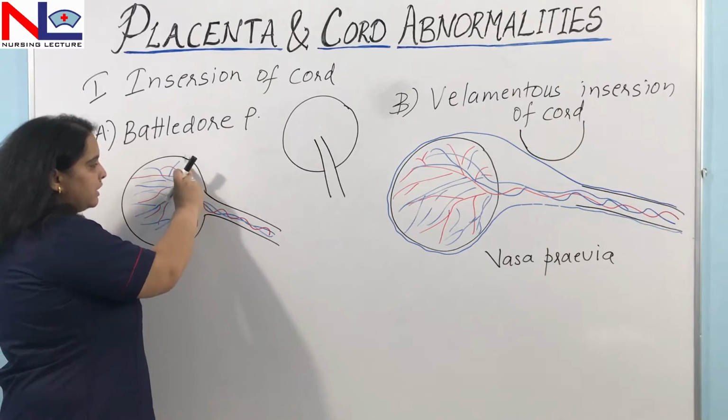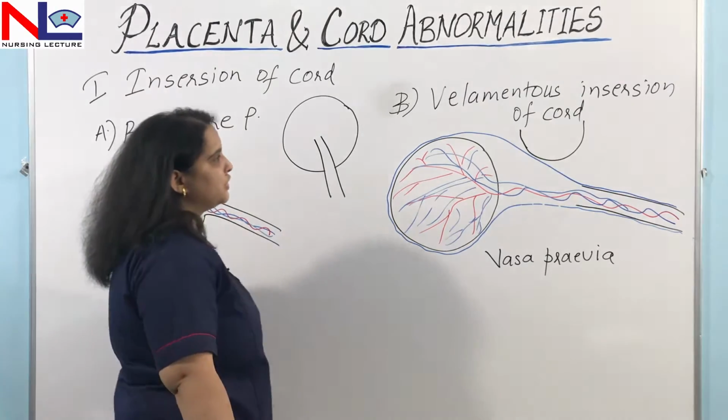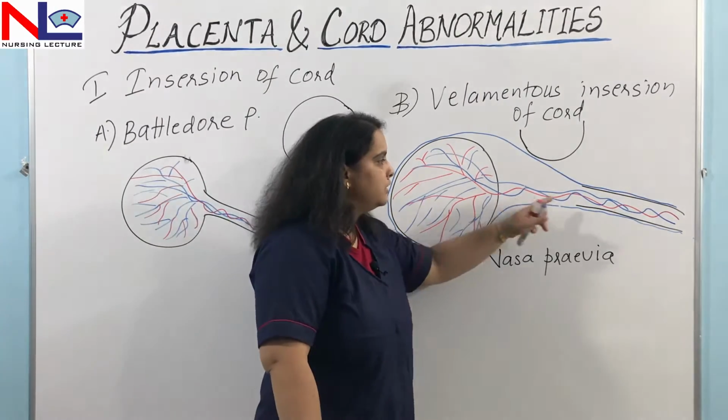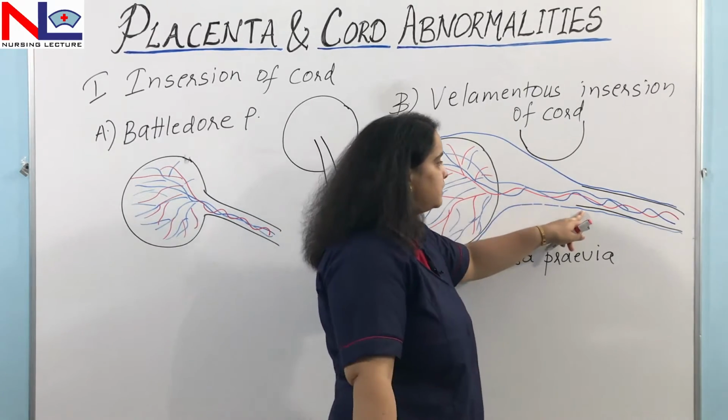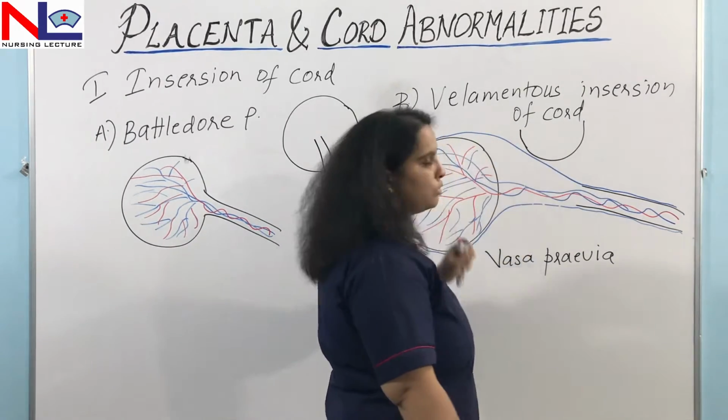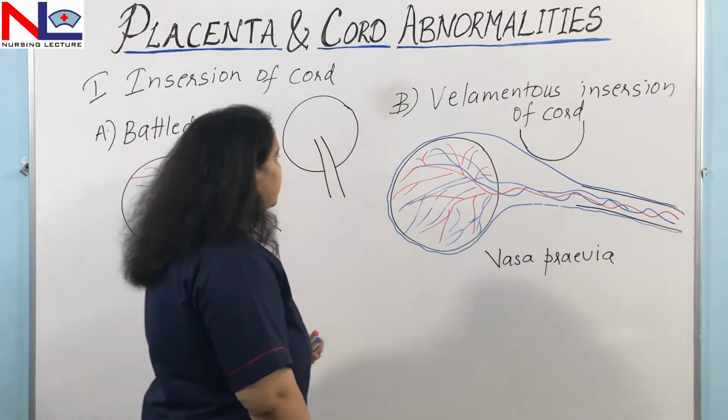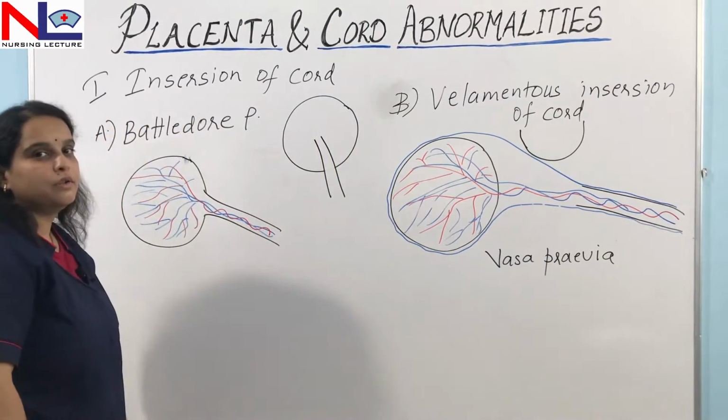So the cord is inserted through a margin, and in the velamentous insertion the cord is arising from a distance and is inserted through a membrane. So these are the varieties regarding the insertion of the cord.